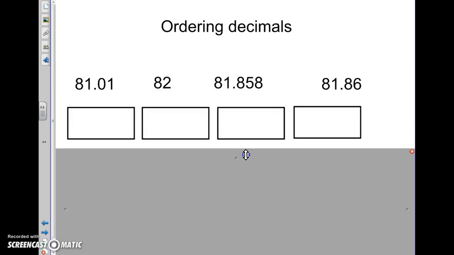Alright, so here's the set we're going to look at first. We have these four different numbers with decimals, and we want to put them from smallest on the left to the largest on the right. So in order from smallest to largest.